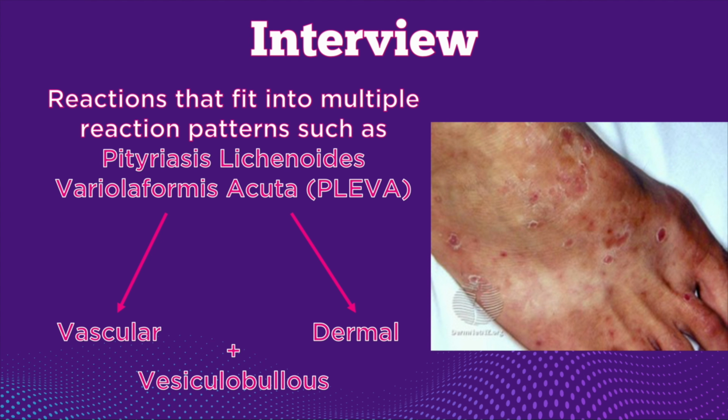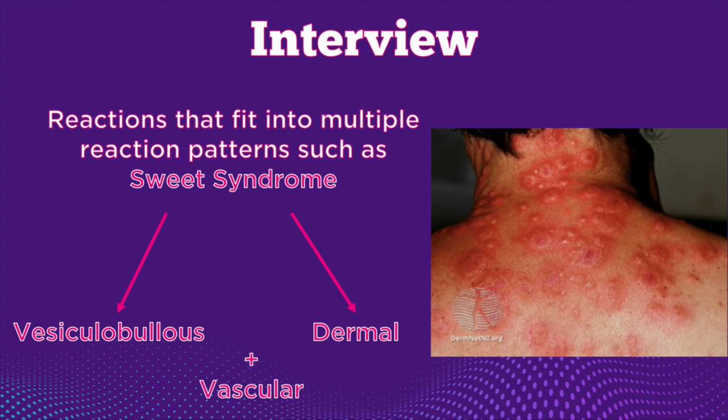So there are a lot of them. Sweet syndrome is the one I often bring up as the best example of something that crosses reaction patterns, and it evolves. It appears vesiculobullous, but it actually is more of a dermal cellular infiltrate, but it really looks vascular as well. So the whole issue of reaction patterns is about how to think logically about something when you need a framework for something that's really an unknown.